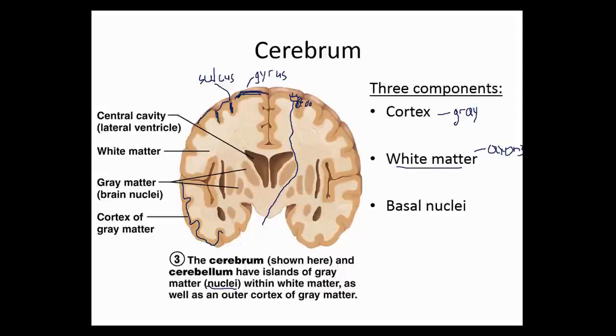Right, and so staying with the white matter, the main purpose of the white matter is to communicate between the cerebrum and other parts of the brain, right? So the white matter is able to send information to different parts of the brain, as well as send information from, say, the thalamus or the hypothalamus.